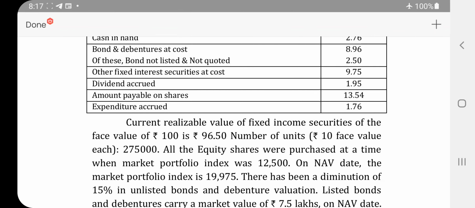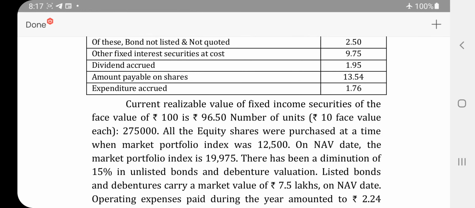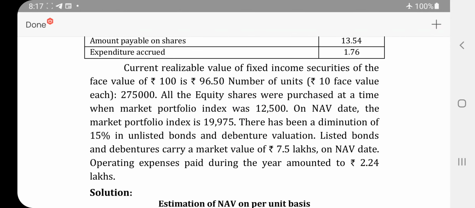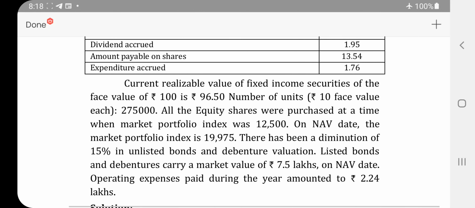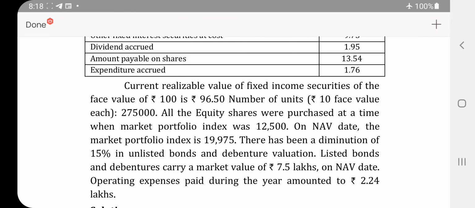All the equity shares were purchased at the time when the market portfolio index was 12,500, which means the market portfolio index when they purchased the equity shares was 12,500. On the NAV date, the market portfolio index was 19,975. There has been a diminution of 15% in unlisted bonds and debentures valuations, which means a decrease, a devaluation of 15% in unlisted bonds and debentures valuations.